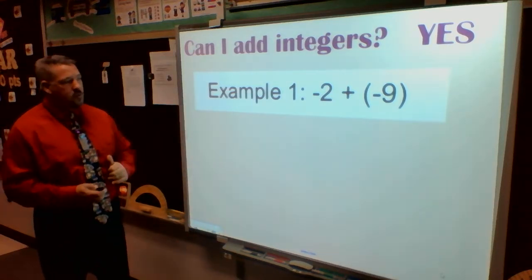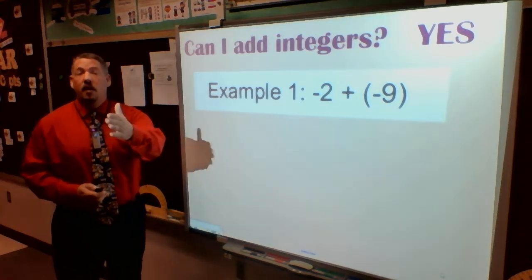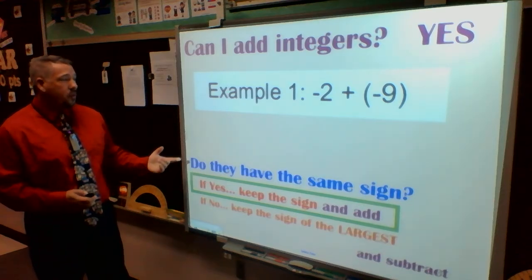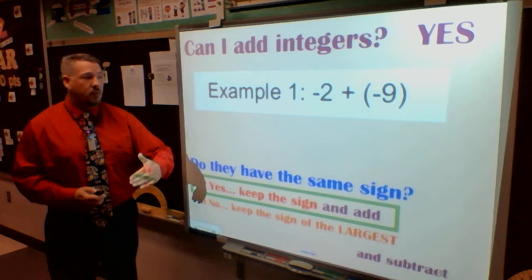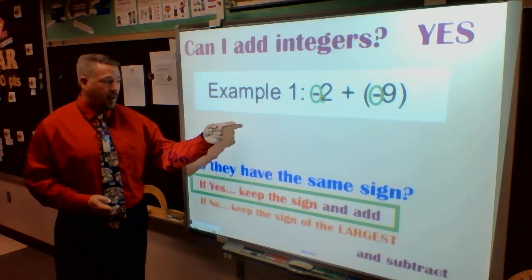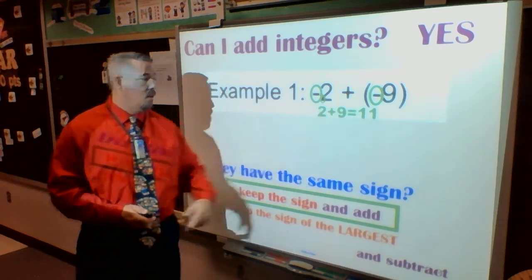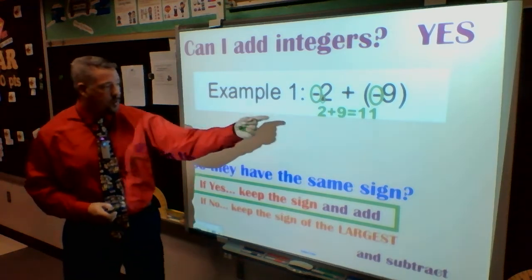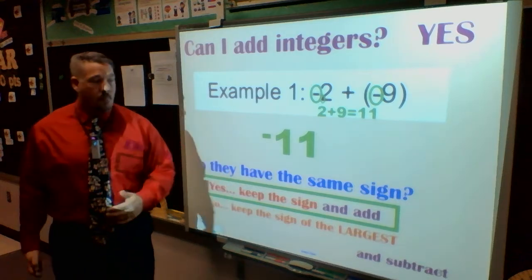So here's the example that we're starting with, and I go through my questions. Can I add integers? Yes, I can. Do I have the same sign? Yes, I do. So I'm going to keep that sign, and then I'm going to add them together. So my sign is both negative. I know my answer is going to be negative, and then I'm going to add them together. Well, 2 plus 9 is 11. So I should know that if I kept my sign and it's negative, and 2 plus 9 is 11, then my answer is just simply negative 11.